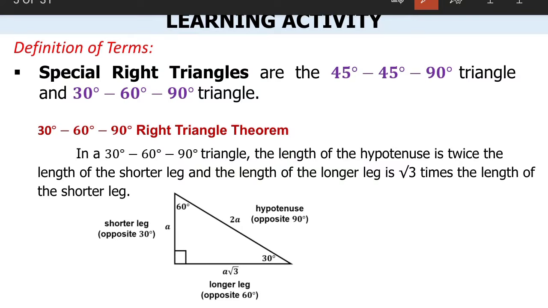So let's proceed. The hypotenuse is twice the length of the shorter leg. So if your shorter leg is A, the hypotenuse is 2A because it is twice the length of the shorter leg. And the longer leg is the square root of 3 times the length of the shorter leg. So if your shorter leg again is A, your longer leg is A times square root of 3.